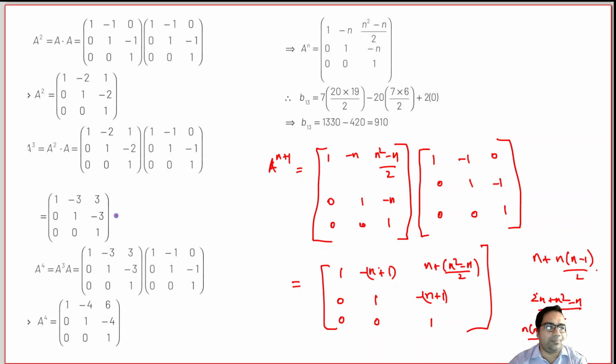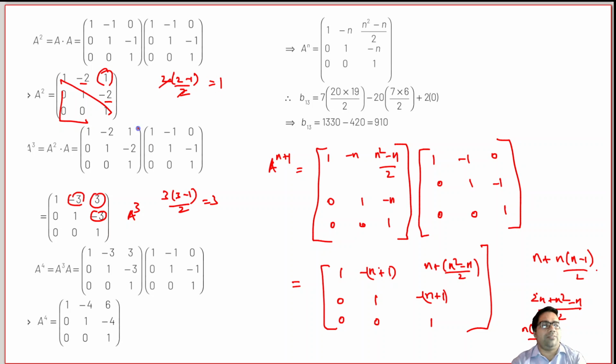This is A cube. This is minus 3, this is minus 3, and what is this? This is 3 into 3 minus 1 by 2, basically 3 into 2 by 2, which is equal to 3. Similarly here, these are zeros and these are ones, and this is minus 2. At the same time, what is this? This is 2 into 2 minus 1 by 2, basically equal to 1. Similarly, A power 4: naturally this one will become minus 4, and this one is 4 into 3 by 2, that is 4 into 4 minus 1 by 2.